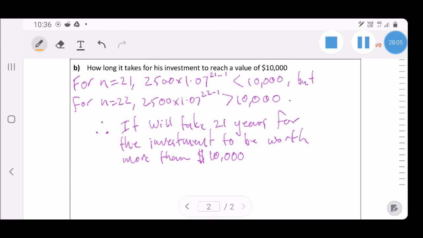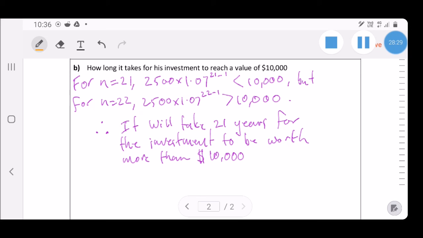Now, question B, how long does it take for his investment to reach a value of $10,000? Well, a little bit later down the track, I'll show you how to do this on your CAS calculator, but you can do it by trial and error, actually, by just testing a bunch of different n values in your calculator until you get close to 10,000.